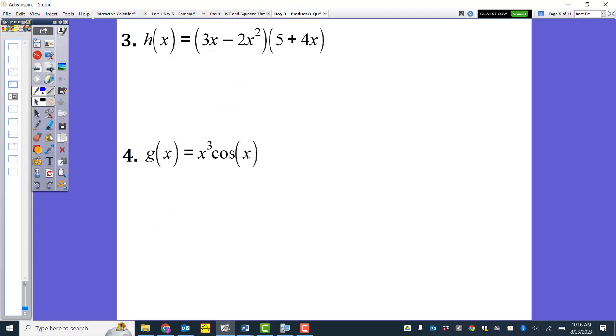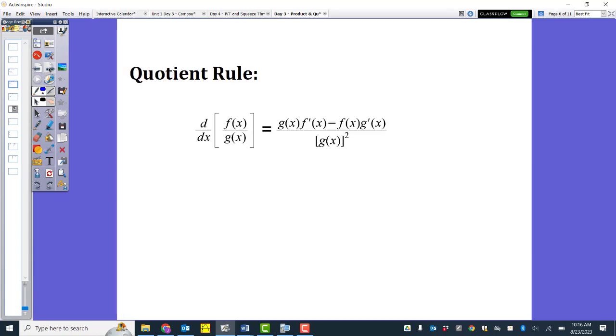So this one is going to be, number 3 is going to have a little bit more going on. Number 4 has a little bit more going on. So if you want to try those, you can. Let me know if you can get an answer.